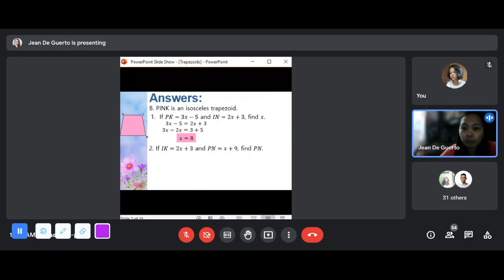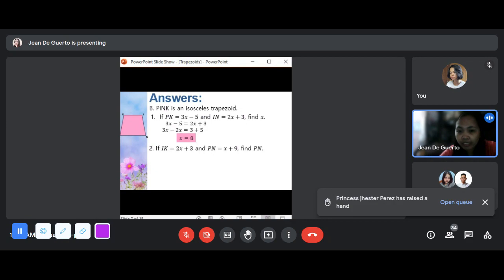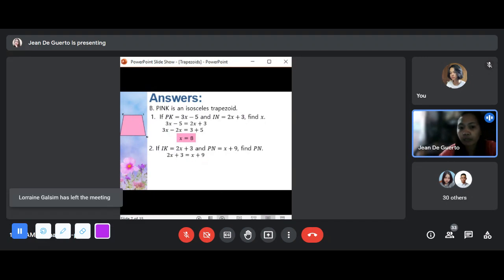So what is the property involving the diagonals of an isosceles trapezoid? They are... Princess? Ma'am, congruent. Okay, they are congruent. So naturally, our equation is just like in number 1. We just equate the two given measures. So we have 2x plus 3 is equal to x plus 9. So therefore, what will be the length of PN?